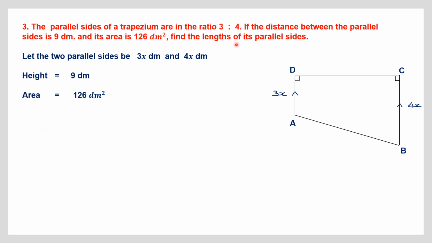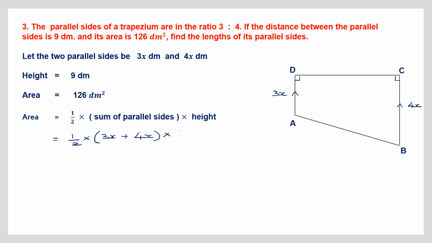Now we have to find the lengths of its parallel sides. Now we know it is 3x and 4x, but we have to find the actual length. So we have to find the value of x. Now we know the area, so we're going to use the formula for area to find x. So area is half into sum of the parallel sides into the height. So this is going to be half into sum of the parallel sides. So the first parallel side is 3x plus the other parallel side is 4x into the height, which is 9.